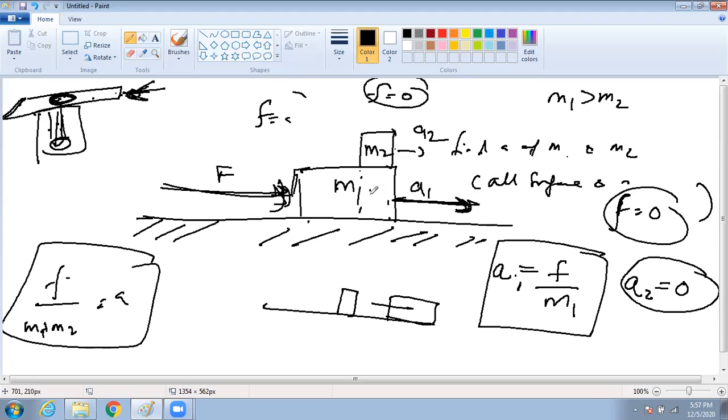Okay? This type of problem, don't add up. I'm telling you, you'll make mistakes. Smooth surface is given. This M2 will only fall behind, will fall on the ground. That's it. It is not moving further. This does not experience any force. Only M1 will move. If M1 moves, then M1 will move with acceleration F by M1. Clear? We'll do a problem on this. Then we'll be much clearer.